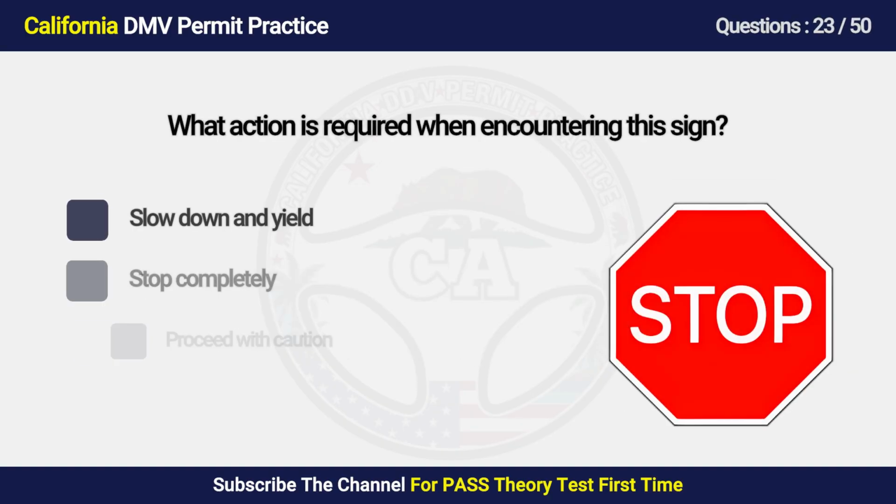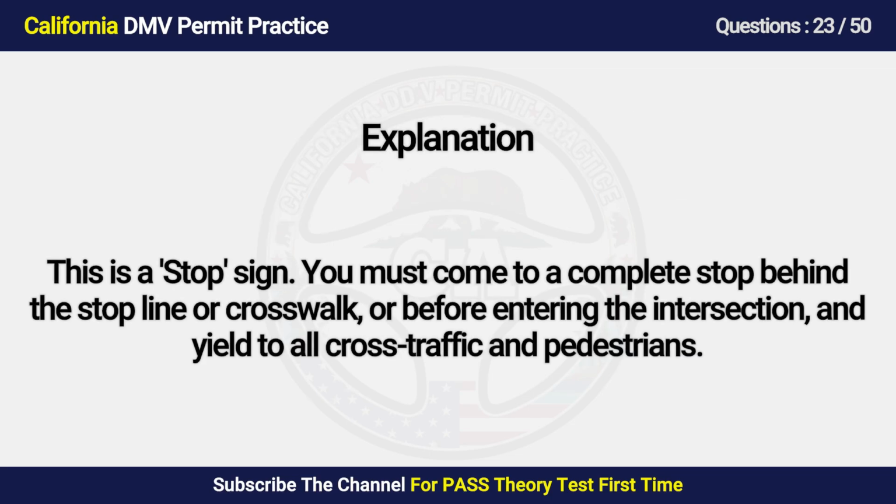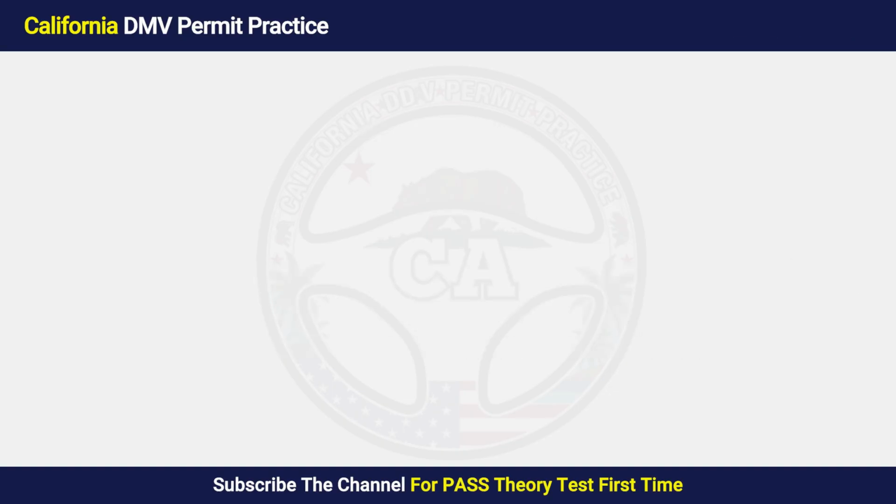Question 23. What action is required when encountering this sign? A. Slow down and yield. B. Stop completely. C. Proceed with caution. D. Honk to alert others. Answer is B. Stop completely. This is a stop sign. You must come to a complete stop behind the stop line or crosswalk, or before entering the intersection, and yield to all traffic and pedestrians.